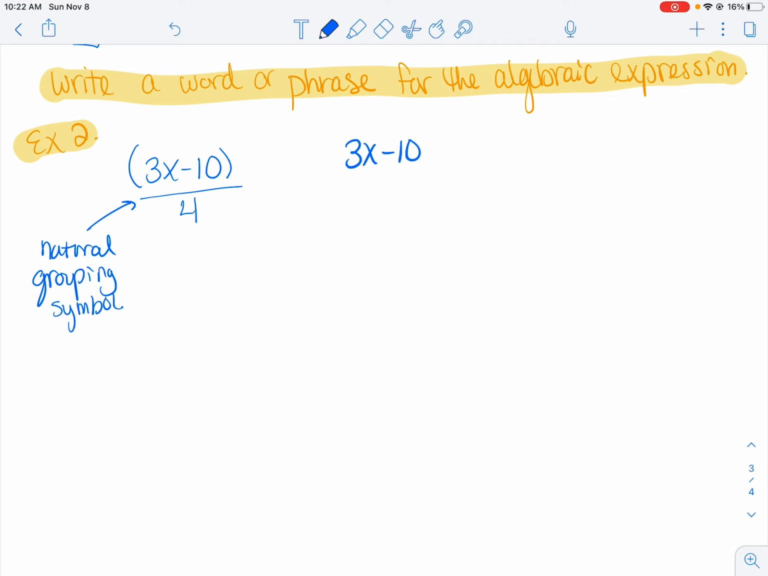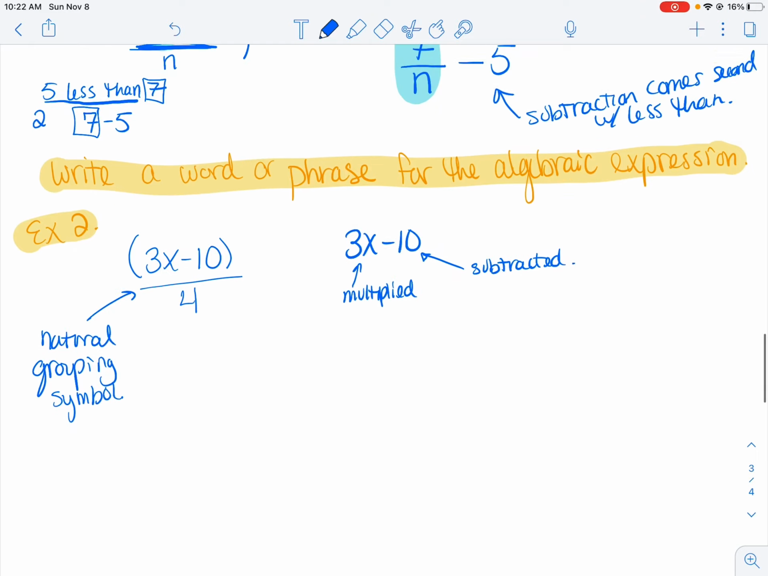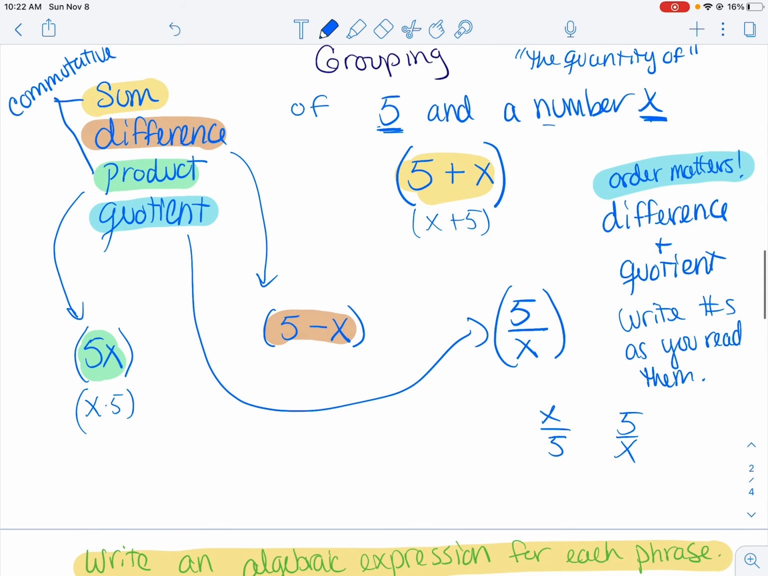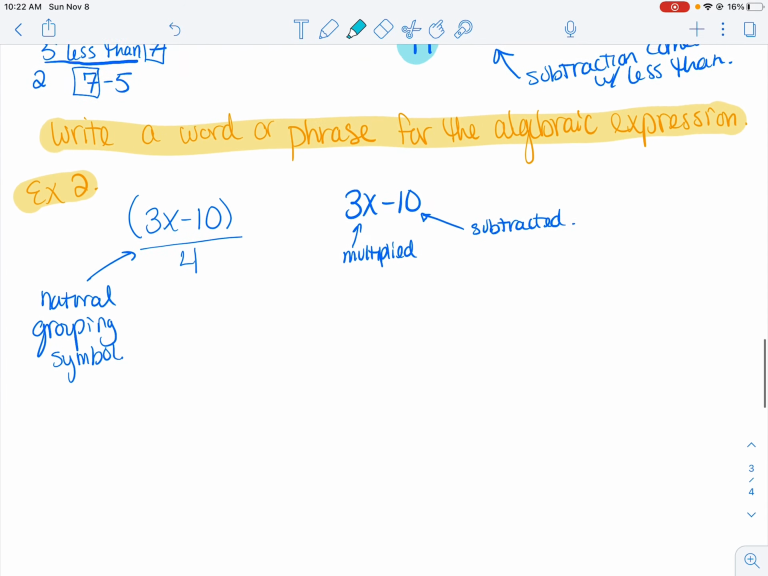So think about what's happening here. We have 3 and x being multiplied, and then 10 is being subtracted. Okay, well, because this is grouped together, there are two things we want to think about, and there's more than one way to write these. There's not one correct answer. So I'm going to show you a couple different ones, but one of the things we can think about is using one of the grouping words for subtraction, right? So let's use the word difference, because that tells us we're subtracting, right?